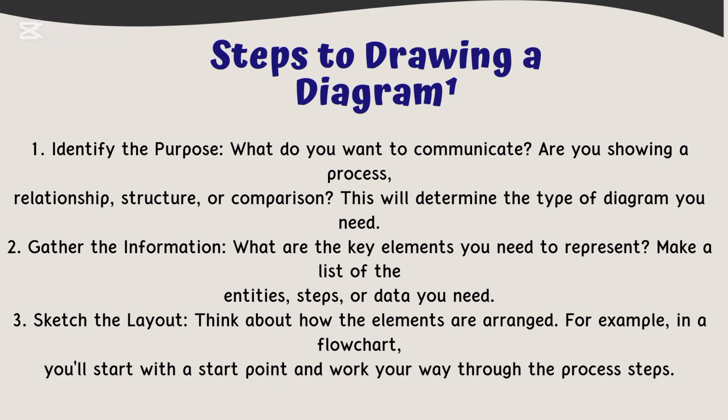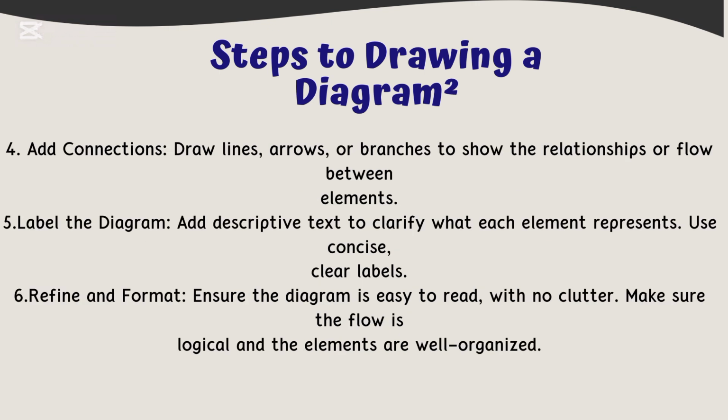The second one is to gather the information. What are the key elements you need to represent? Make a list of the entities, steps, or data that you need. The third one is to sketch the layout. Think about how the elements are arranged. For example, in a flowchart, you'll start with a start point and work your way through the process steps.